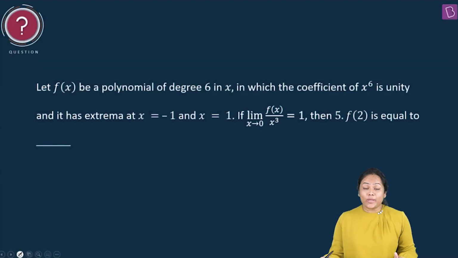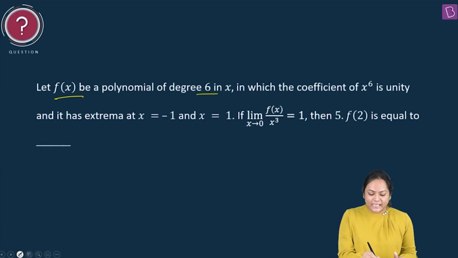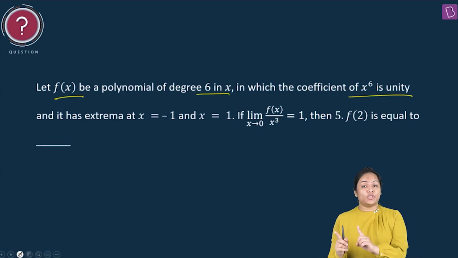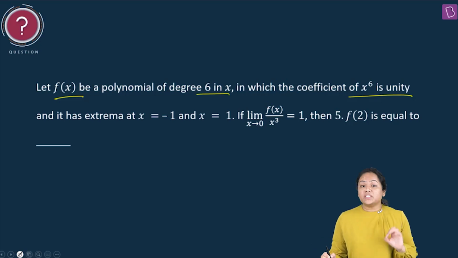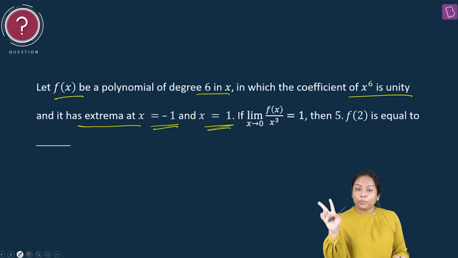Well, this question says that f(x) is a polynomial of degree 6 in x, in which the coefficient of x raised to 6 is unity. That means the coefficient of x raised to 6 is 1, right? Further, it's saying that it has extrema at x equal to minus 1 and x equal to 1. So there are 2 points of extrema.